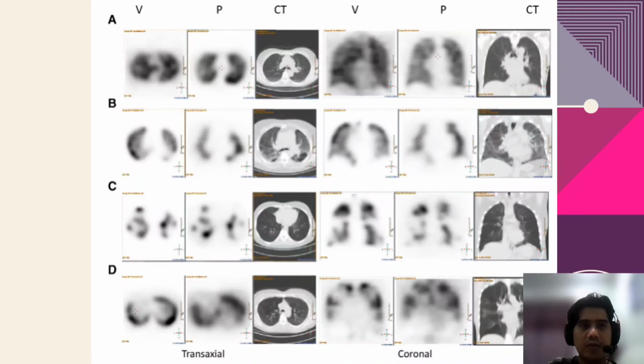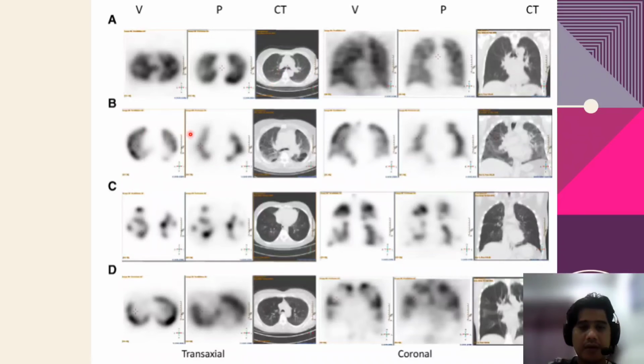Below is the VQ SPECT in COPD with and without emphysema and in a healthy volunteer. This is the ventilation, this is perfusion, and this is a CT scan. You can see the VQ SPECT with midline homogeneous ventilation and perfusion, and the normal low dose CT findings in the middle of each healthy volunteer with normal lung function.